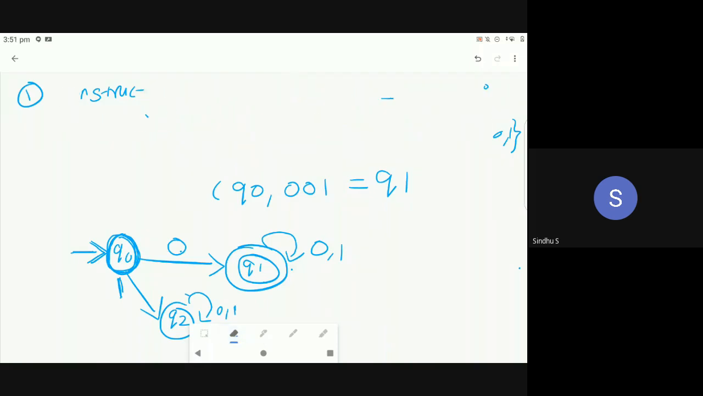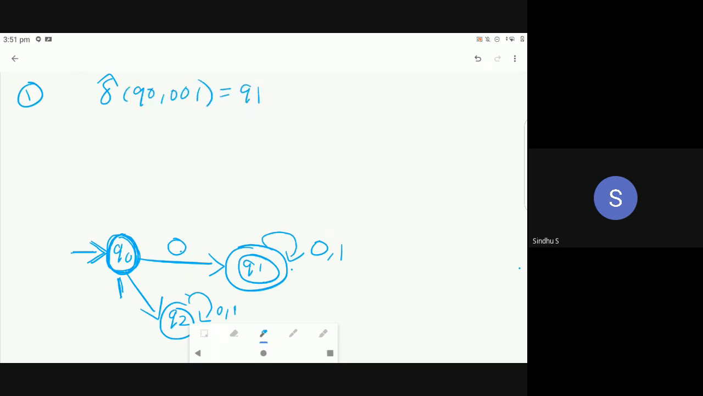We have some steps to follow. I'm going to prove, with the cap symbol, that q naught comma 001 is equal to q1. The first step is to take each alphabet separately and check. It starts with epsilon. Initially I don't have any input, so the string is empty. When there is no input, it will stay in q naught itself.